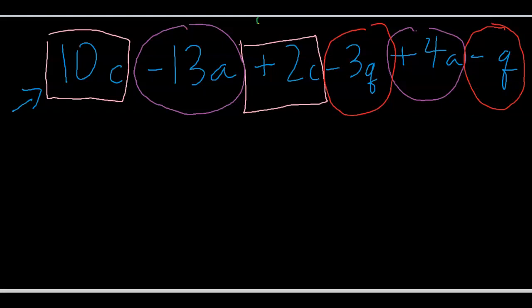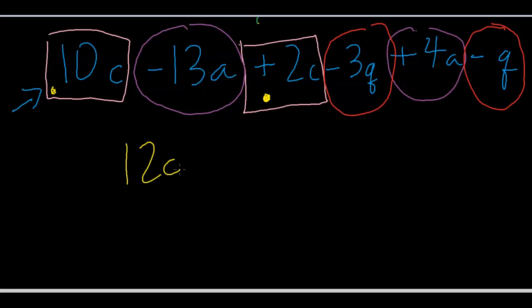All right, so now let's get to combining these together. Start with our c terms. We're starting with a positive 10c, and we're adding positive 2c. So if we have 10 c's and add 2 more c's, we have positive 12 c's, right? So that's our simplified c term, 12c.